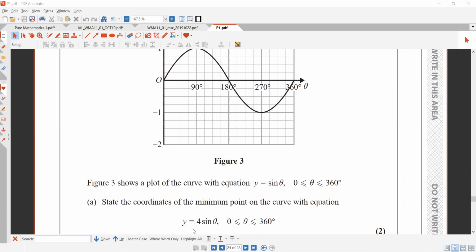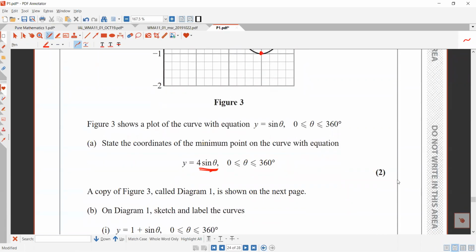What is the minimum point? Who can tell me? Mariam, Marwa, can you tell me what the minimum point is here? Mariam, 270, minus 4. Can you see this is outside the bracket? So it's outside the bracket. That means it will get multiplied by this.